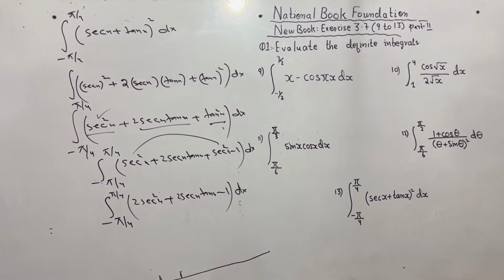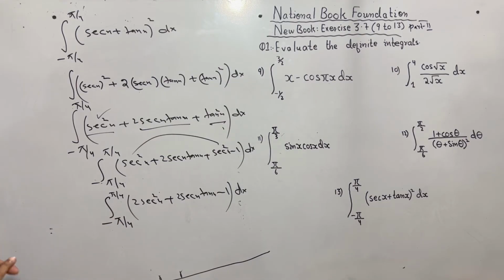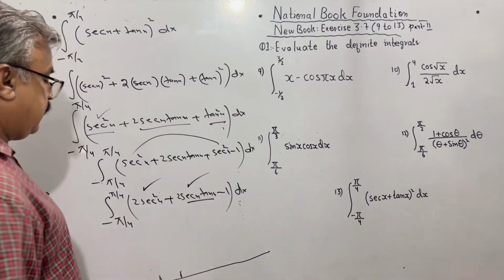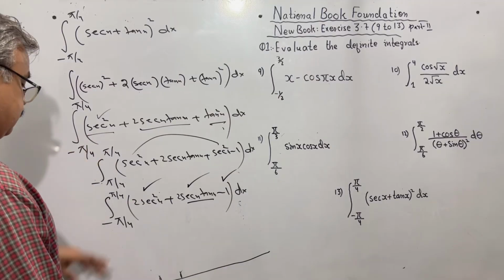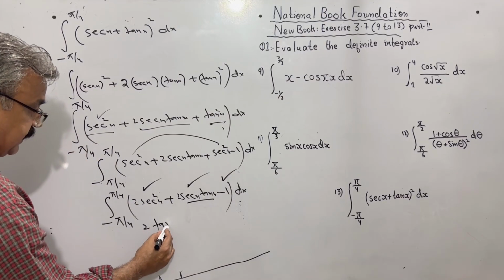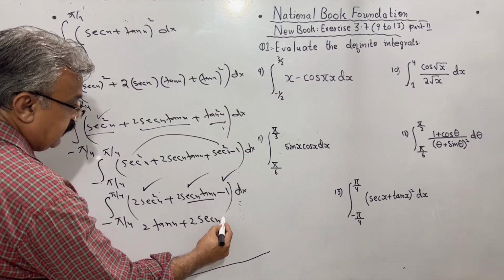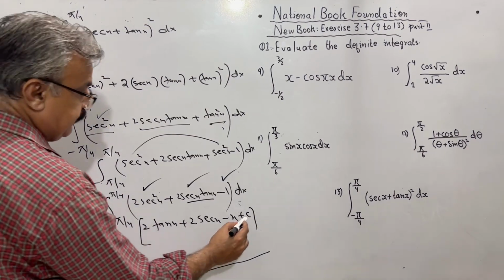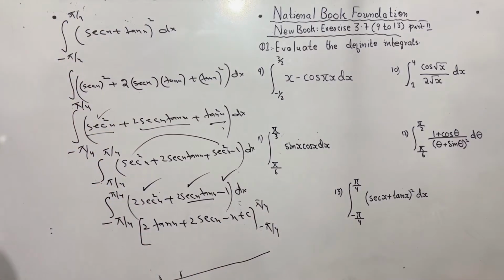Now we are in a position to integrate all this. Sec square is the differentiation of tan, so its integration is tan. Sec x tan x is the differentiation of sec, so the integration of sec x tan x is only sec, while 1 is the differentiation of x, so the integration of 1 is x. We are going to have 2 times tan x, with 2 intact, plus 2 sec x, minus x plus c. Now putting the limits, symmetrical limits from negative pi upon 4 to positive pi upon 4.